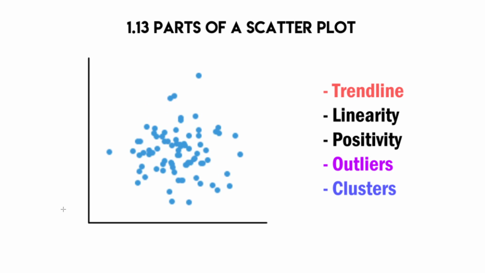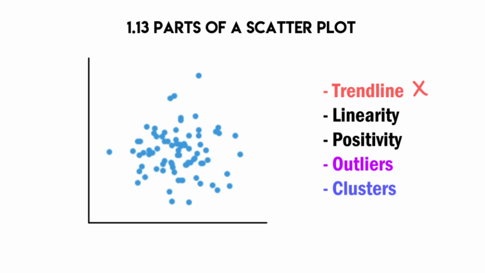Once again, starting off with our trend line. No, this one doesn't really have a correlation. There's no real direction that this one is going. So for this one, we do not have a trend line. There is no trend line for this graph. If there is no correlation, then there's no trend line.